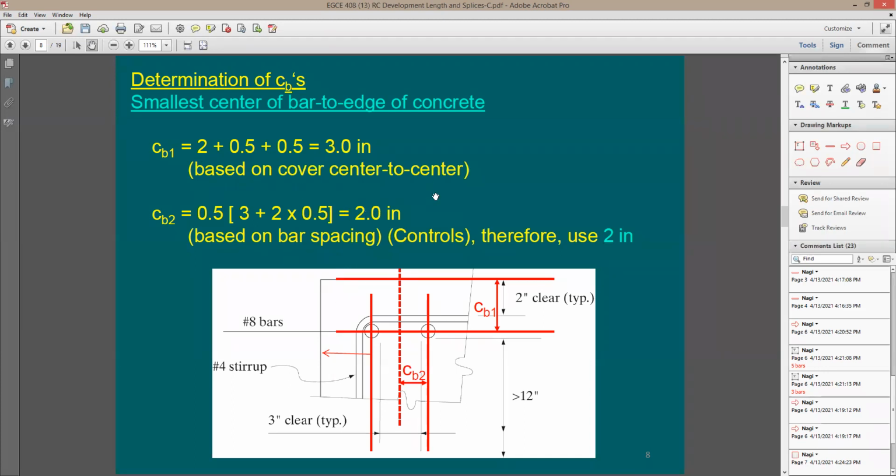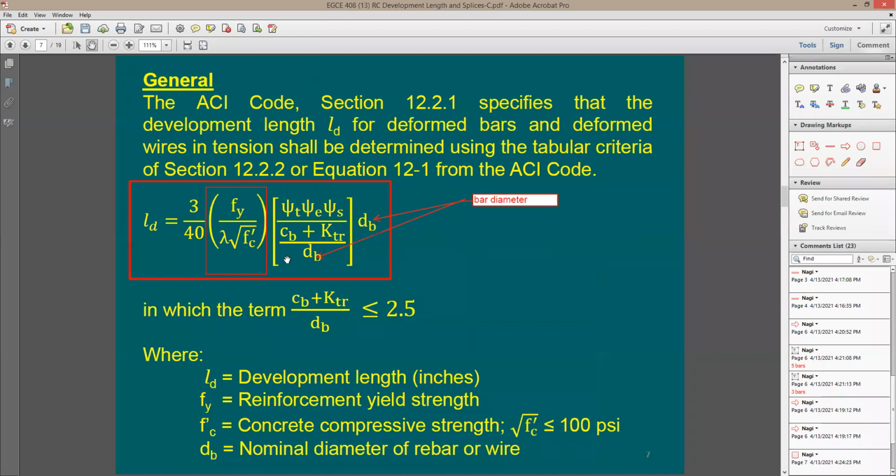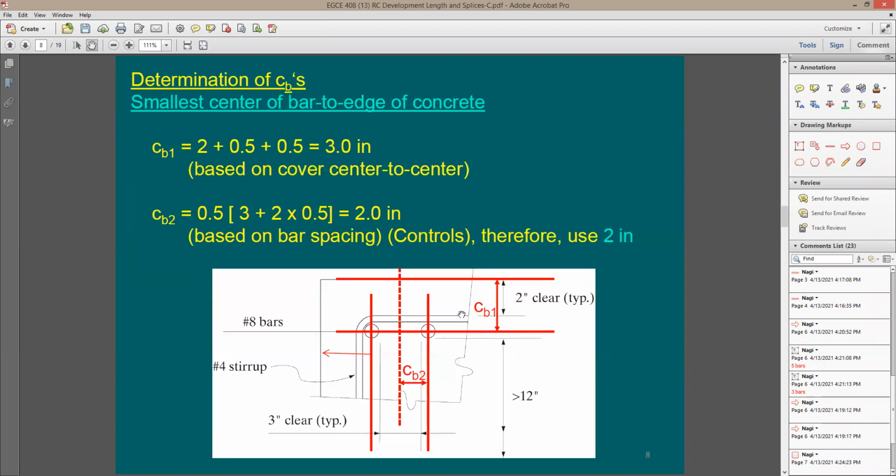So in a case like this, the CB that you need to use in this equation, which is this one here, is going to be the smallest of these 2. And in this case, I'm going to be using the 2 inches. See, it says here, based on bar spacing, this is what controls, therefore use 2 inches. Are we good about this CB or not? Any questions?